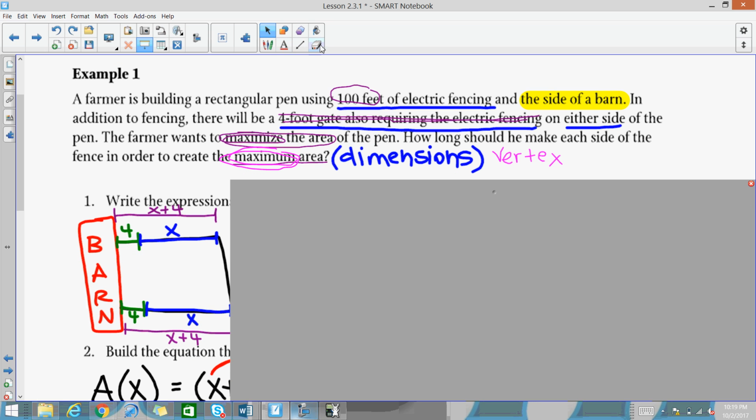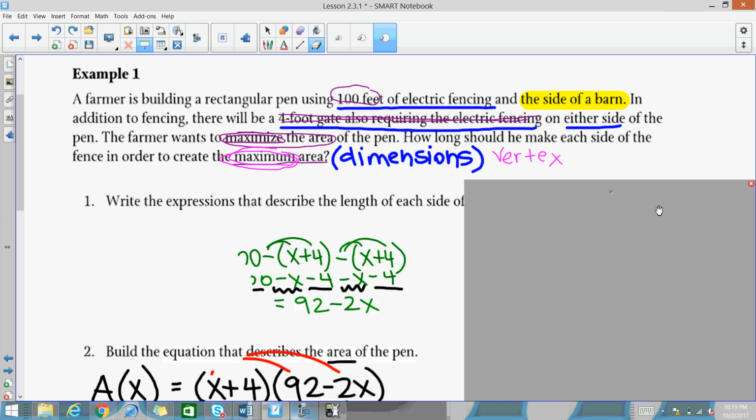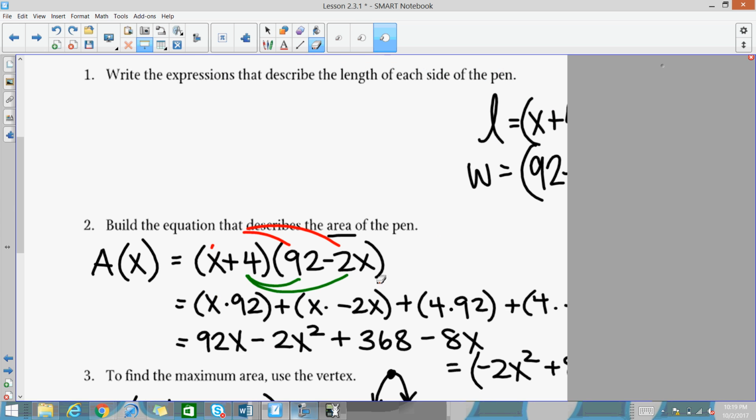Now, you know what? I'm not a big fan of what that says in there. Don't like it.